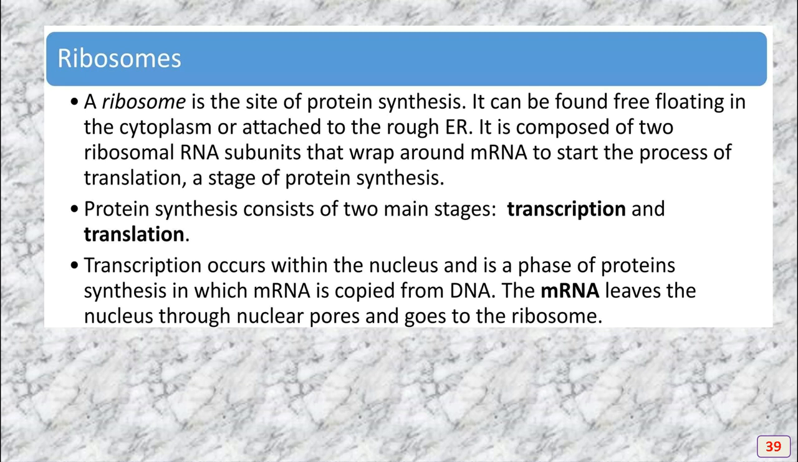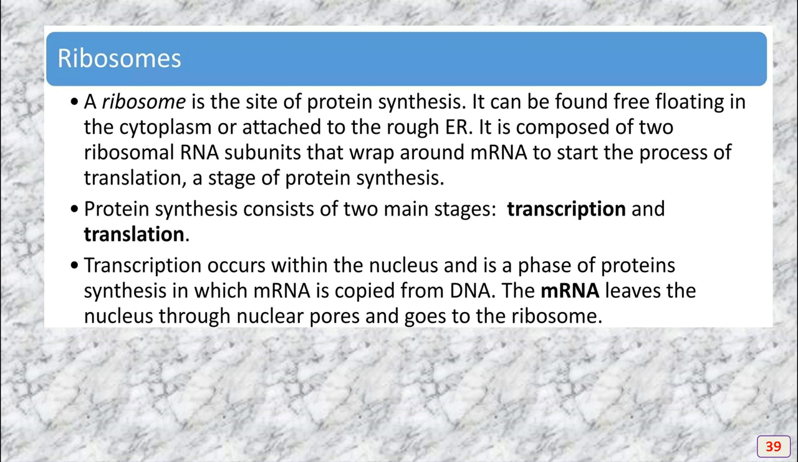A ribosome is the site of protein synthesis, as we have already known, and it can be found free floating in the cytoplasm or attached to the rough endoplasmic reticulum. It is composed of two ribosomal subunits.